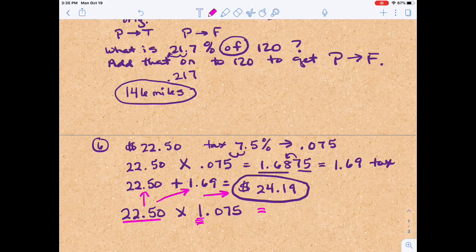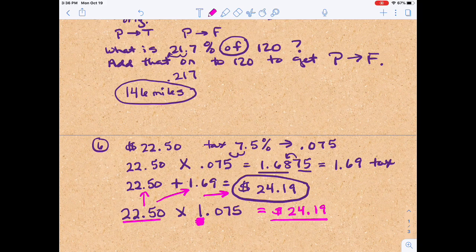Watch what happens in your calculator if you go 22.5 times 1.075. The 0.075 is still the tax. And then when I get that, I get 24.1875, and I can round that to still be $24.19. It's kind of nifty, and we will see it in some interest equations, some formulas that we actually have later on.